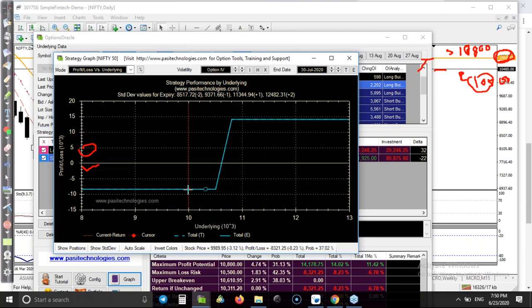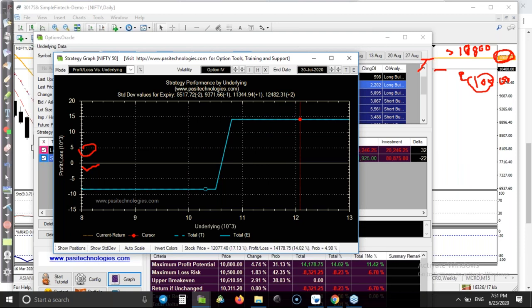If the price doesn't go to this level and we hold our position till expiry, not talking about today or tomorrow, till expiry on 30 July, if the price goes below, we'll lose only 8,321 rupees. Otherwise, if price goes to this target, 10,800, our profit is showing 14,178 rupees. Have you seen it?